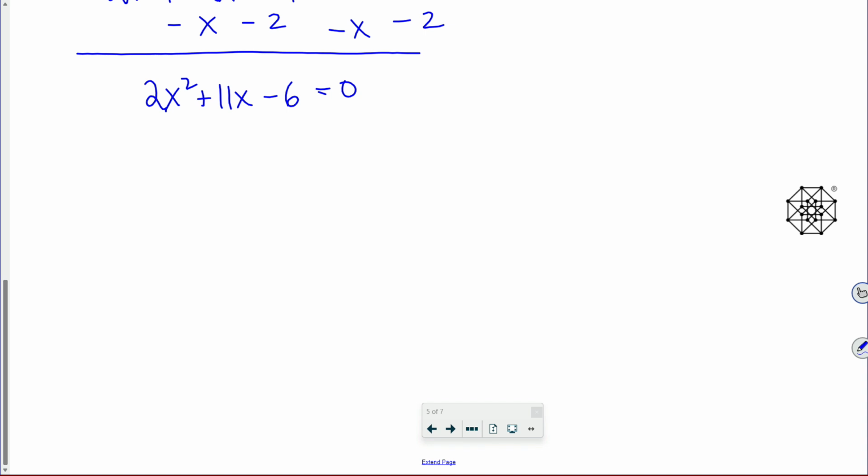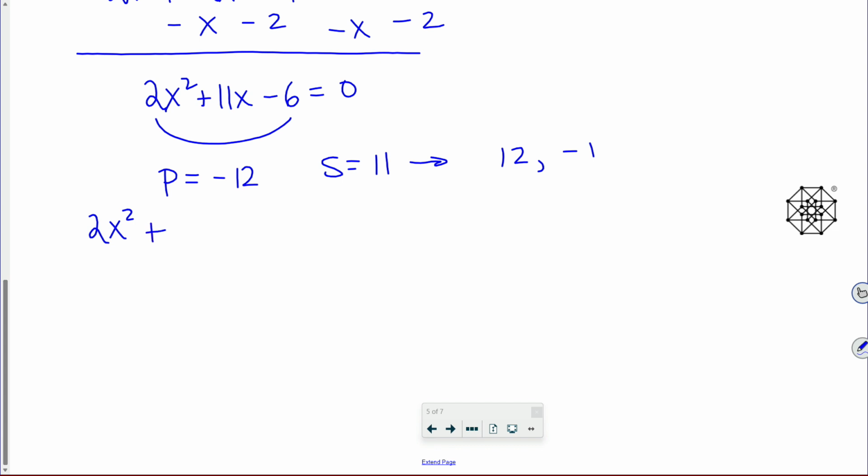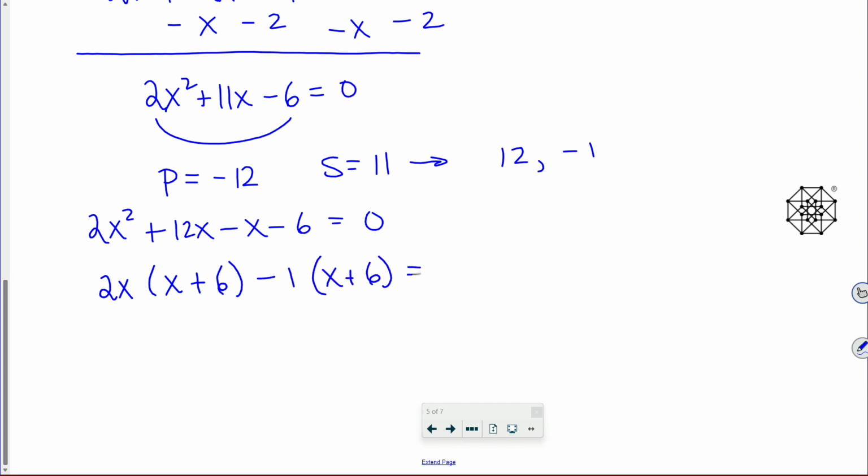This is a slightly more challenging trinomial, so I'm going to pause for a moment to remind ourselves about what's called the AC method of factoring. I'm looking for two numbers that have a product of 12 and a sum of positive 11. Those two numbers are positive 12 and negative 1. I can then factor this as 2x squared plus 12x minus x minus 6 is equal to 0. I'm now factoring it by grouping. Factor a 2x out of the first two. Factor a negative 1 out of the second two, leaving me with that common factor of x plus 6.